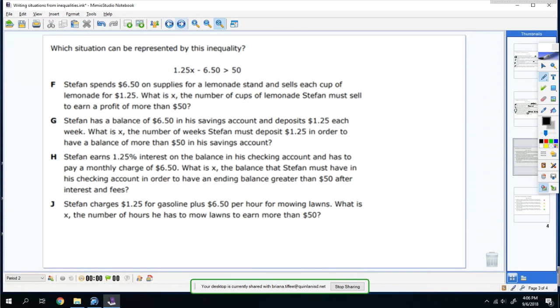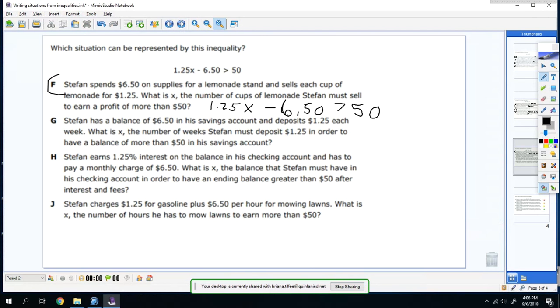We have the inequality 1.25x minus 6.50 is greater than 50. Stefan spends $6.50 on supplies for a lemonade stand and sells each cup of lemonade for $1.25. What is x? The number of cups of lemonade Stefan must sell to earn a profit of more than 50. So that's actually correct because you have $1.25 per cup, so that's x. Subtract $6.50 for supplies. And it says more than 50, so it can't equal 50, so that's the reason why it's a greater than sign. So F will be correct.